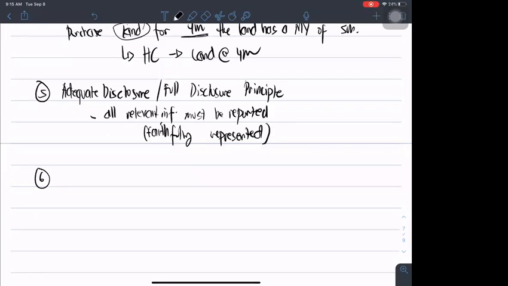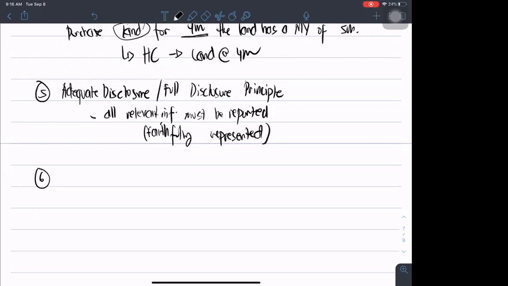However, under adequate disclosure, whether it is beneficial or not beneficial to you or to the business, you need to present it. Okay? So you need to present it whether it is positive or negative as to its effect on the business.